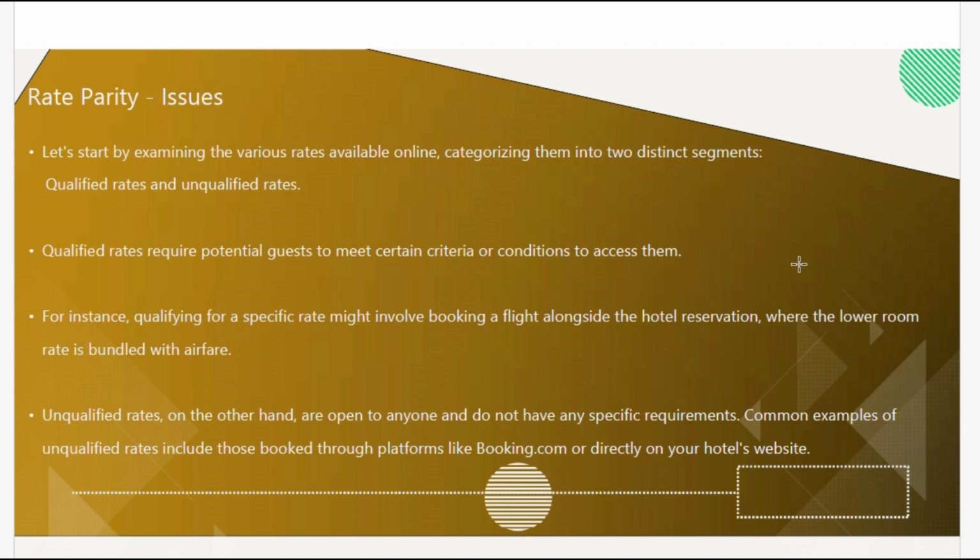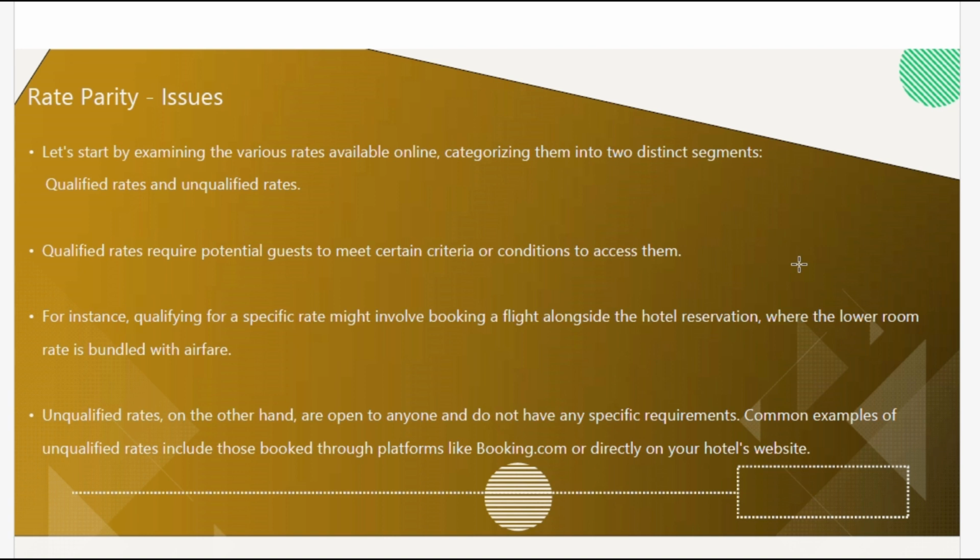However, there are different practices by the different partners which are causing you rate disparity issues as a hotel, that we will discuss here. So to start with, we'll have to examine the various rates available online and categorize them into two distinct segments: qualified rates and unqualified rates.